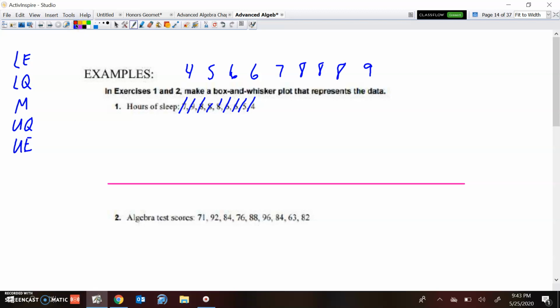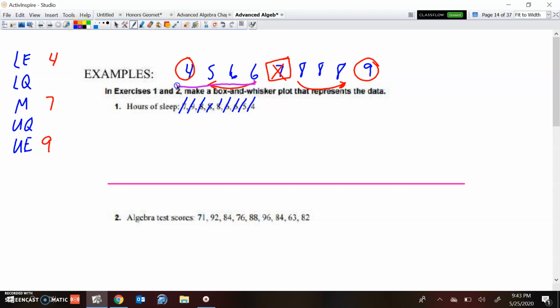So now the easiest ones to point out are the lower extreme and the upper extreme. This is my lower extreme, 4. My upper extreme is the highest number, 9. Okay. Now the median, let's find the middle. So there's 1, 2, 3, 4, 5, 6, 7, 8, 9 data numbers. That means my middle number here, right in the middle, there's 4 to the left and 4 to the right. So my median is 7. Now to find my lower quartile, we never count the median no matter what. So the median, once it's written down, is kind of out. Now I want to find the middle of this lower set of data.